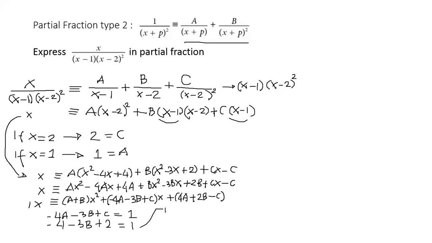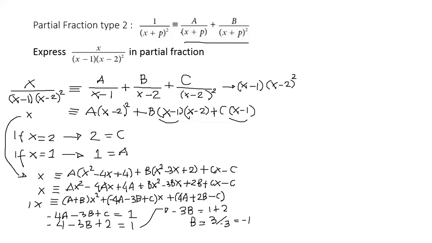I'm going to move the terms in this space: negative 3b equals 1 minus negative 4 plus 2, negative 2, it means 1 plus 2. So b equals 3 over negative 3. B equals negative 1.